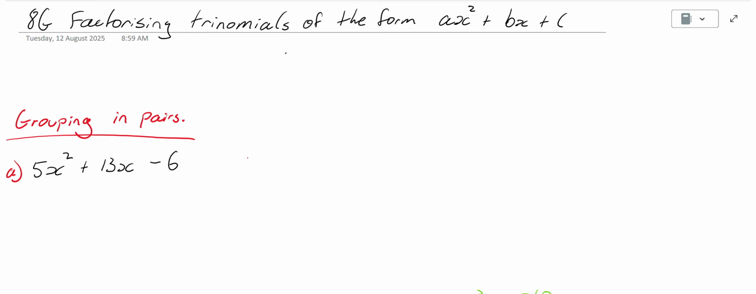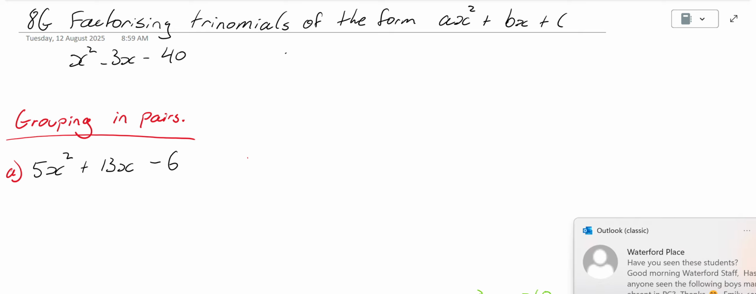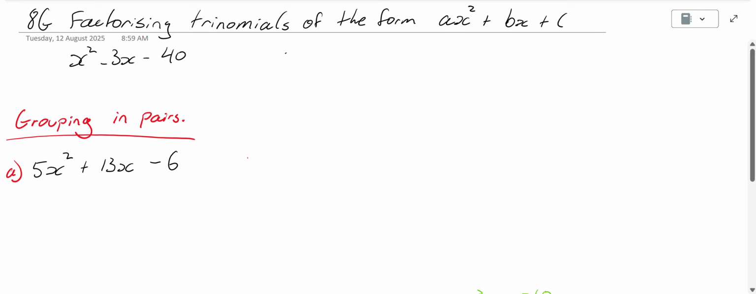So looking at 8G, factorising trinomials of the form ax squared plus bx plus c. Now, we've been dealing with trinomials for a couple of weeks now, so there's nothing new about them. When they're in this form, let's say, for example, x squared minus 3x minus 40, that's what we've been dealing with. The difference now is that we are putting a different coefficient with x squared. We've only been dealing with the coefficient of 1 for x squared. So now we're going to have a coefficient of greater than 1.